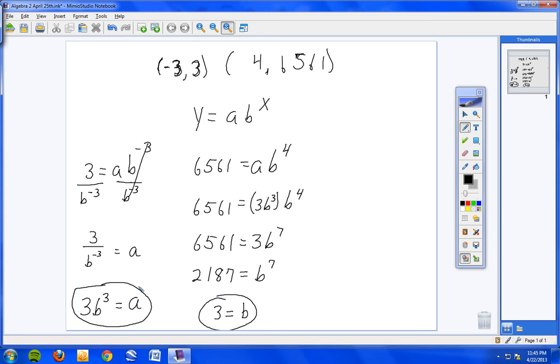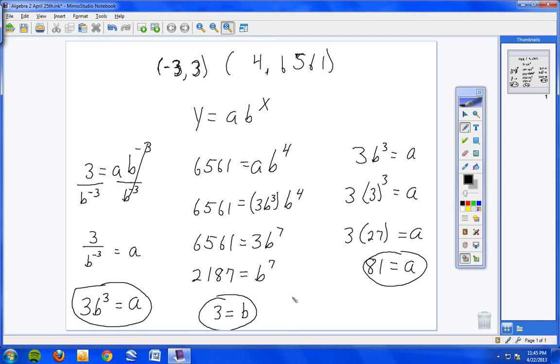Now the last step I told you is to take this equation right over here, your 3b cubed equals a, and where the b is, you're going to substitute 3. So we put a 3 in for b, and remember, you don't multiply these first, you do your powers first. So 3 to the 3rd power is 27, 3 times 3 times 3, and then you multiply 3 times 27, that's 81 equals a. So look at that. We know what a is, we know what b is, so here's your final answer right here. Y equals a, and a is 81, and then b, and b is 3, and your 3 is to the x power.